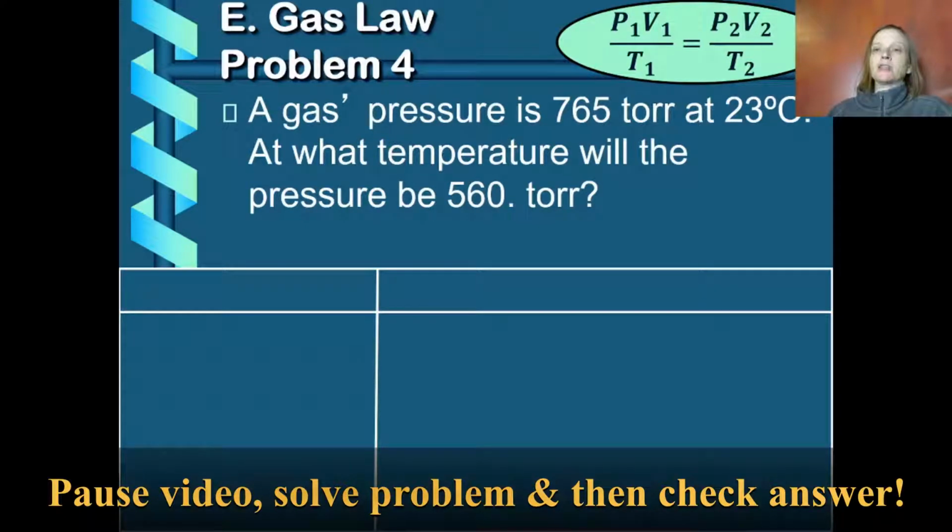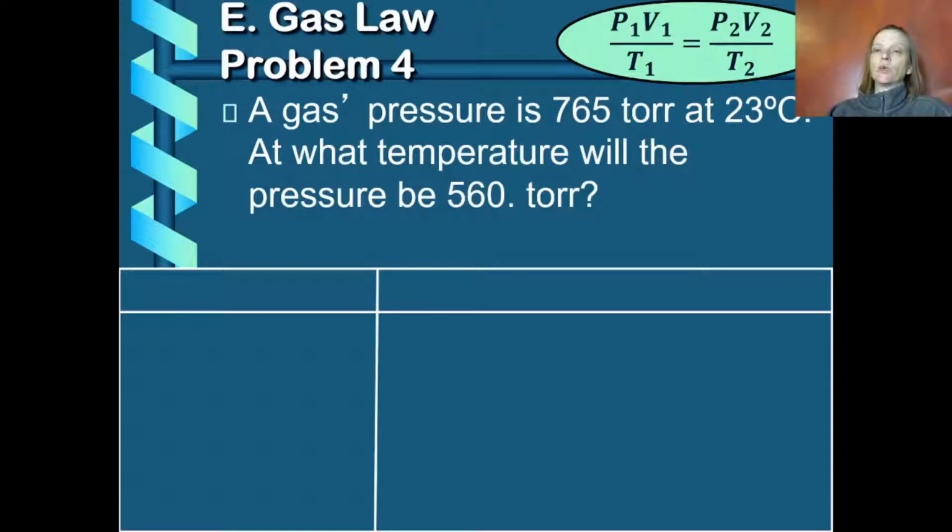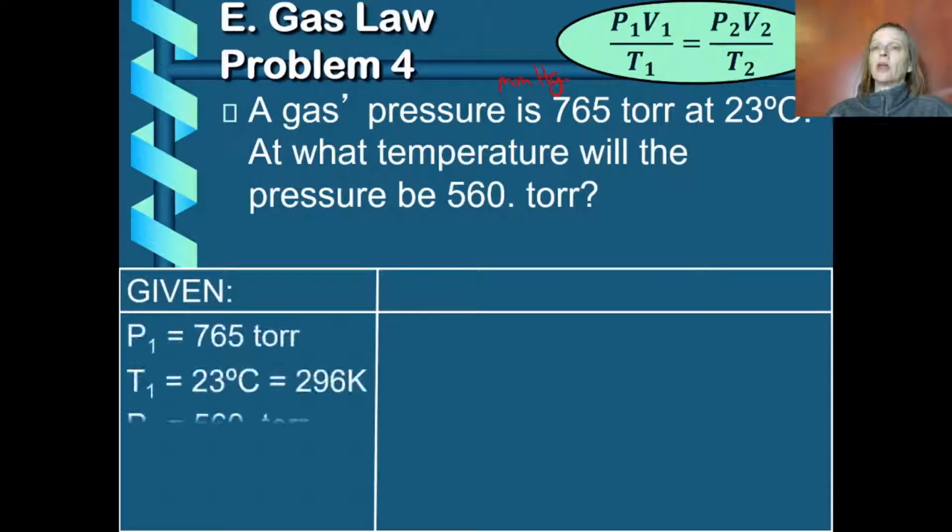Example 4. A gas pressure is 765 torr at 23 degrees Celsius. At what temperature will the pressure be 560 torr? Remember, torr is the same as millimeters of mercury, but it's okay to leave the units in torr for this example because it doesn't matter what our units are so long as we're consistent on both sides of the equation. My first pressure, P1, is 765. My temperature 1 is 296 Kelvin. Remember to add 273 there. My pressure in the second condition is 560 torr, and I need to calculate the second temperature.